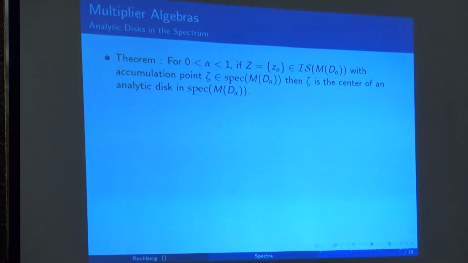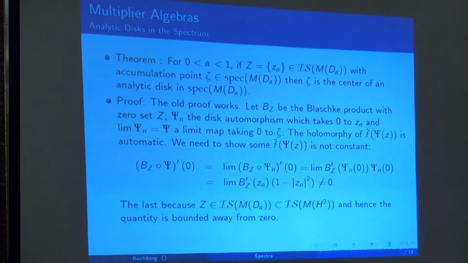So here's a theorem. Alpha is between 0 and 1. I take an interpolating sequence. I take an accumulation point zeta of the interpolating sequence in the spectrum. And the conclusion is that zeta is the center of an analytic disk in the spectrum. And that's exactly the Hoffman theorem. And it's true, and I was pleased with the theorem, but less pleased with it when I found out how to prove it, because you just take the old proof and you follow it line by line, and exactly the same proof works. So let me at least take the opportunity to tell you what that proof is.